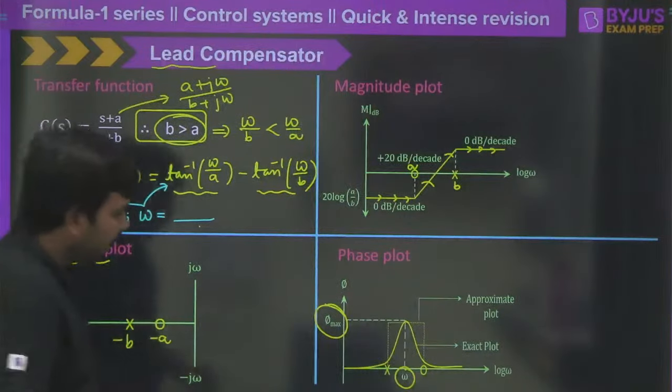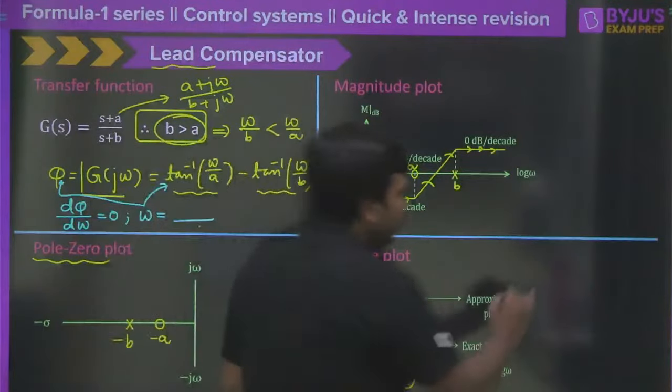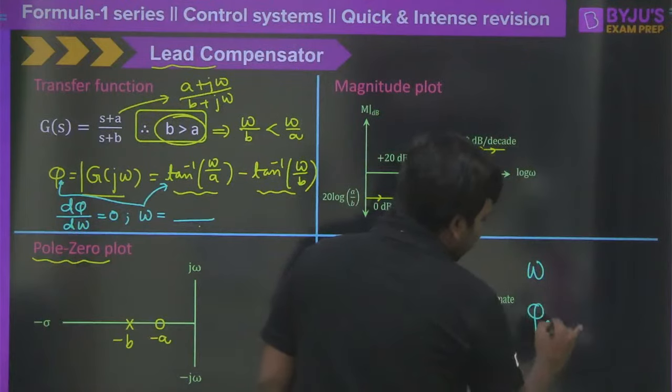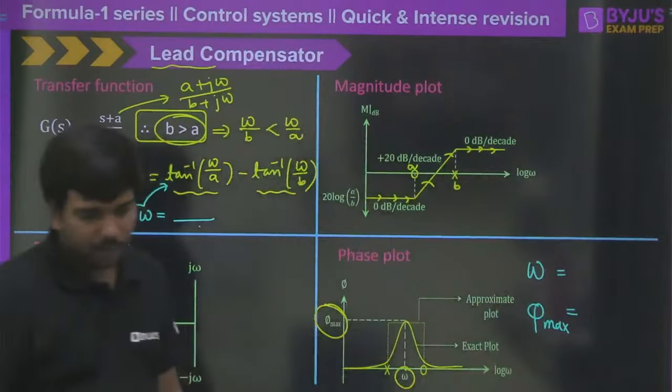then you will get phi max, and this is the assignment to you. Clear? This is the assignment to you. Get the value of omega where you will get the maximum phase, and also calculate that maximum phase. Anyway, if you cannot do that, no problem. It will be available after that.